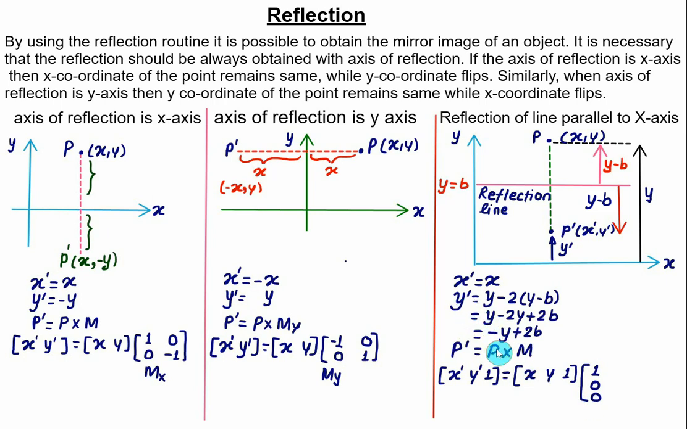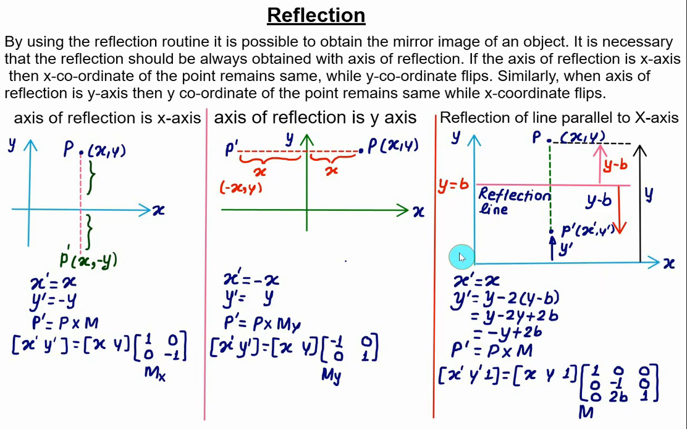Then y prime you have to write as minus y plus 2 times b. So the x term is not present, so it should be equal to 0. Then the y term should be equal to minus y, so you write minus 1, and plus 1 into 2b. And finally we want the 1 here, so we have 0 into x is 0, 0 into y is 0, and finally we have 1. So this is the mirror matrix when the axis of reflection is parallel to the x-axis.